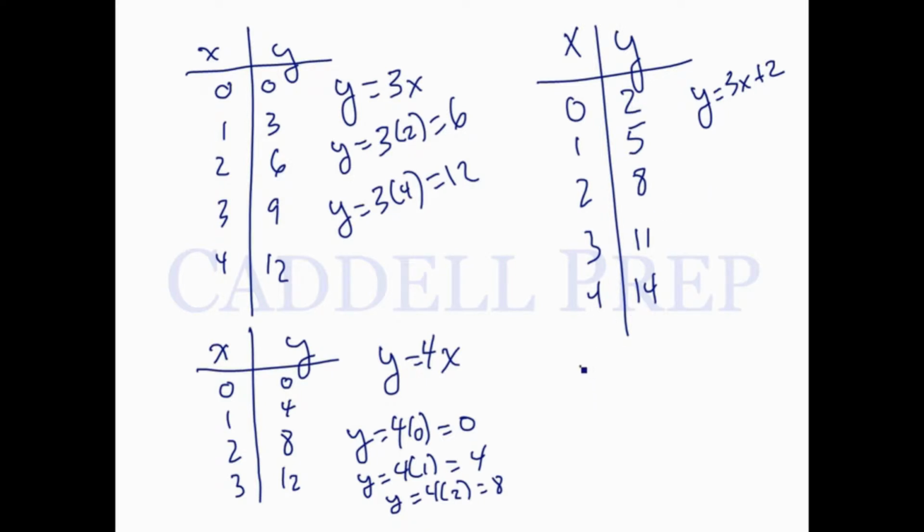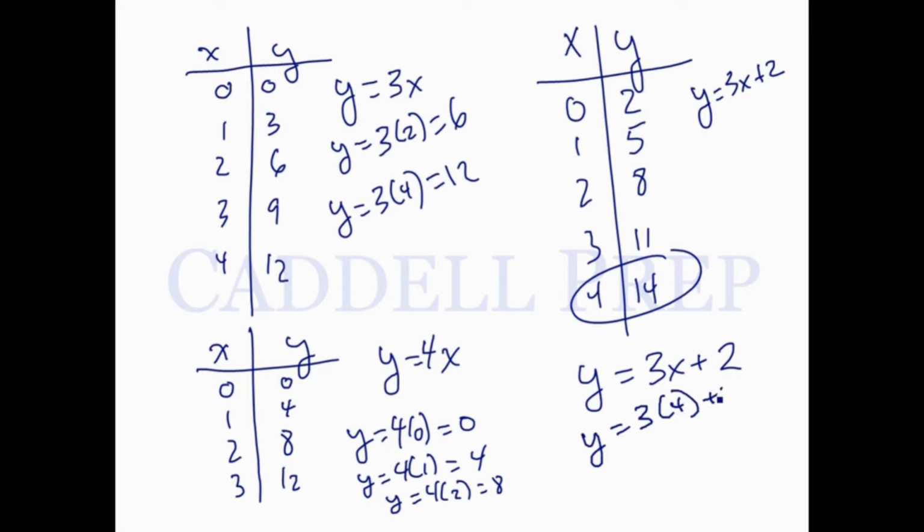And then let's just try this point, see if it comes out. So let's put 4 in for x. So we have y equals 3 times 4, which is 12, plus 2, and that comes out to 14. So y equals 14.